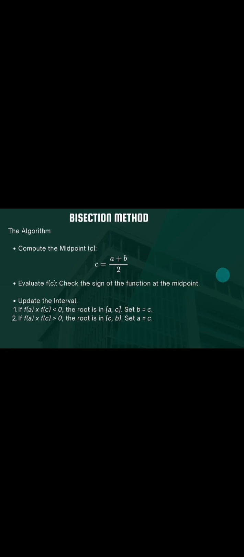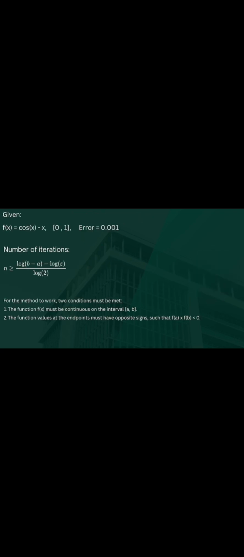So for the formula of the number of iterations, we have n is greater than or equal to (log of (b minus a) minus log of error) over log of 2. For the error, we have e_a is equal to (b minus a) over 2. For example, given the function f(x) equals cosine of x minus x in the interval from 0 to 1 and an error of 0.001.